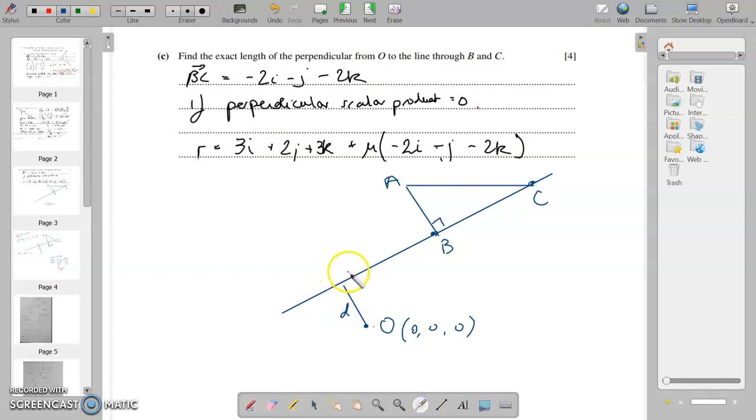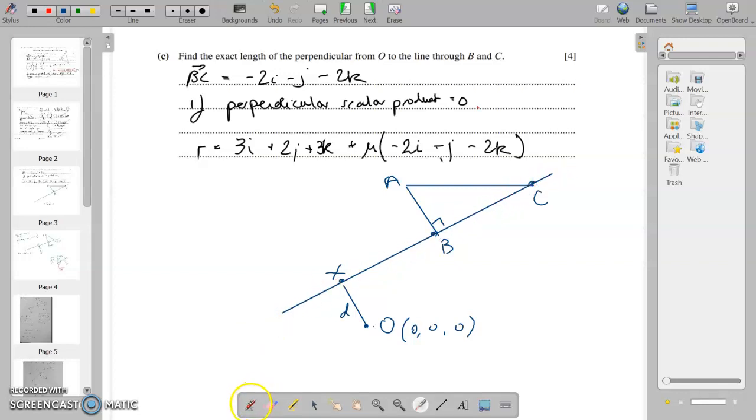Okay, we can call this point here X, big X. Okay, so we need this coordinate. If we get this coordinate, we just work out the length between X and O. We've got this coordinate 0, 0, 0. We just need this coordinate. So how are we going to find that coordinate? Well, we know it lies on this line. So we need the coordinate of this line. Okay, we need the vector, so we need the equation of this line. So we need the vector equation of this line.